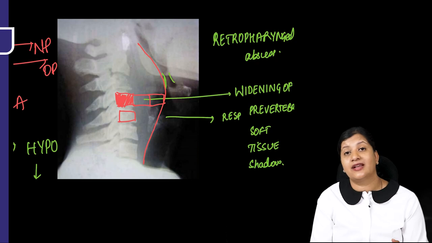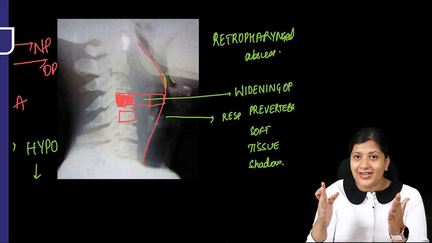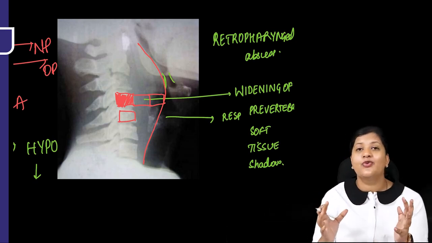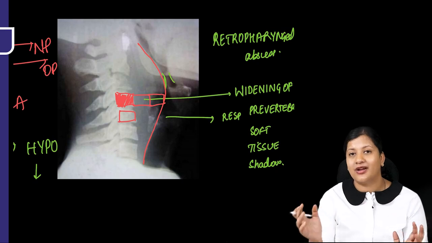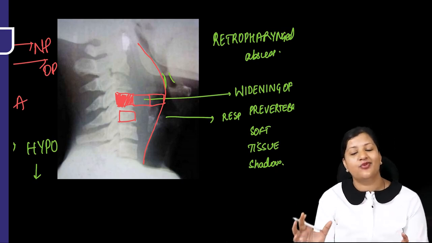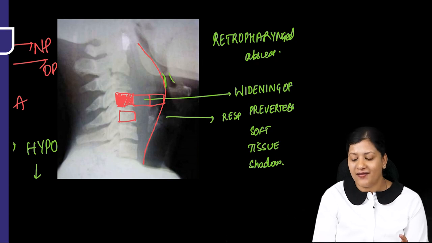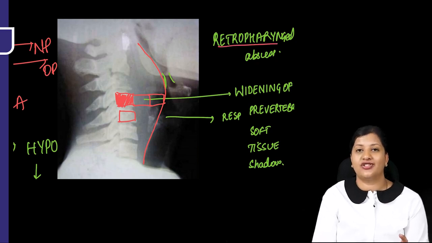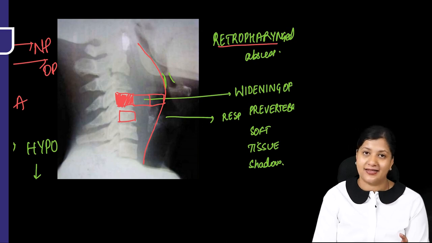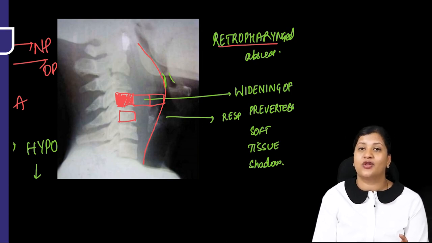Then we say that it has got widened. So when do we say it has widened? The gray shadow should be more than 2 times the size of the body of vertebra, then only we say there is widening. And when we see widening, we usually think of a retropharyngeal abscess. It could also be a prevertebral abscess, but we cannot tell conclusively only on an X-ray. We have to do further investigations with a CT and an MRI to confirm the same.